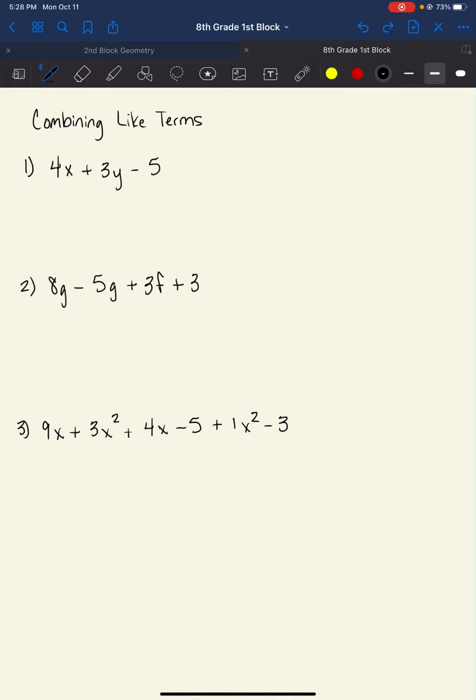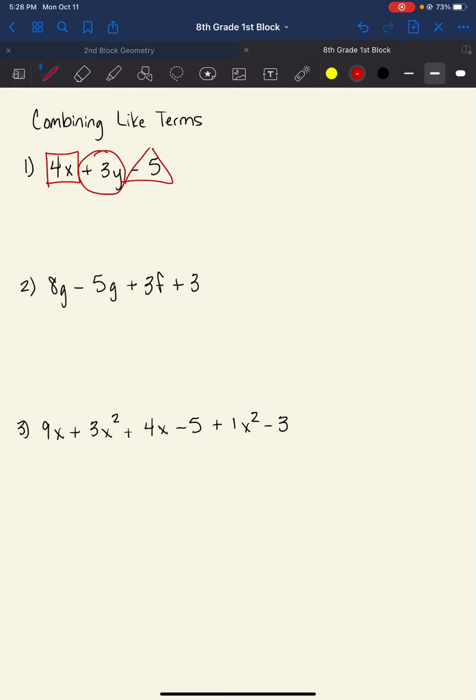Okay guys, I wanted to take the opportunity to go over some combined like terms again. Number one here, this problem we may not have gotten a chance to go over with everyone, but we're going to briefly go over it right here. If you notice, there are three different types of terms here. For the first one there, you've got an x. For this second one here, you've got a y, and then the number by itself.